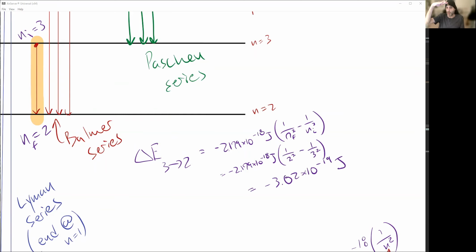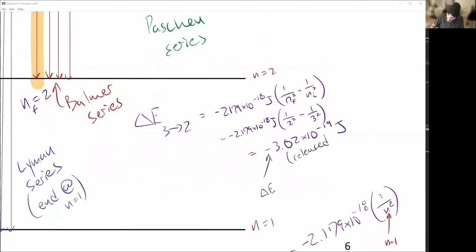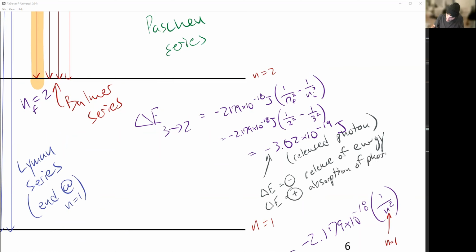Okay, so if it's going from a higher state to a lower state, what that means is it has released energy, because the sign is negative. So a delta E, if it is negative, that is a release of energy. And very specifically, it is a released photon. If the delta E is positive, because it went the other direction, it is an absorption of a photon. So the only way to make the jump from n equals 2 to n equals 3 is to absorb a photon that has the energy of 3.02 times 10 to the negative 19 joules.